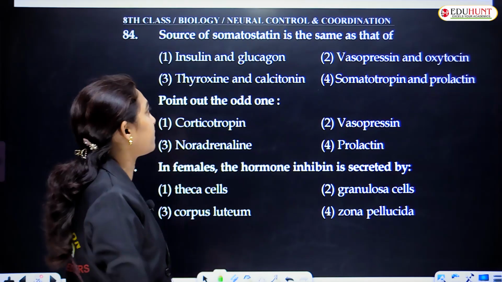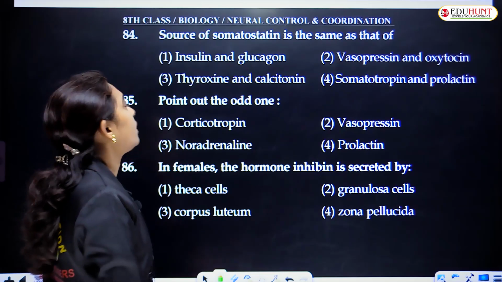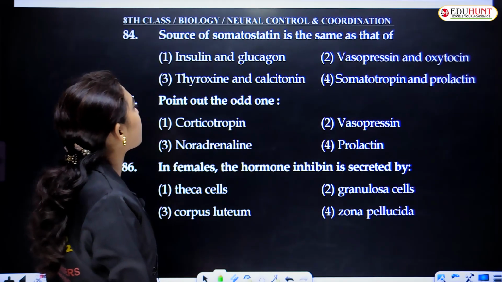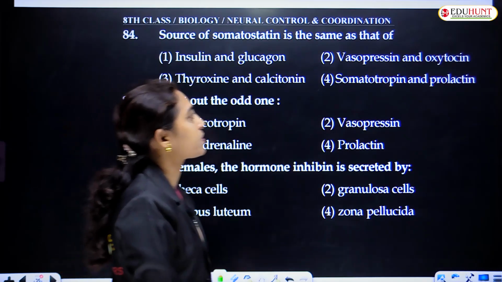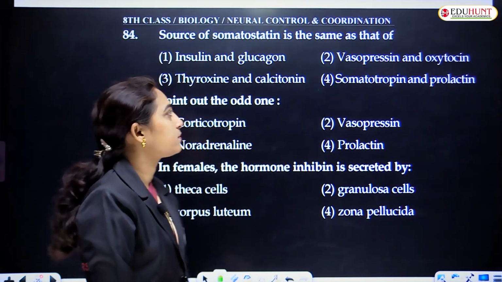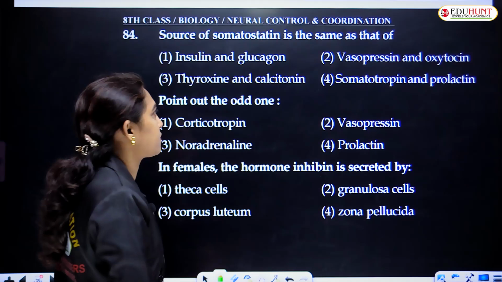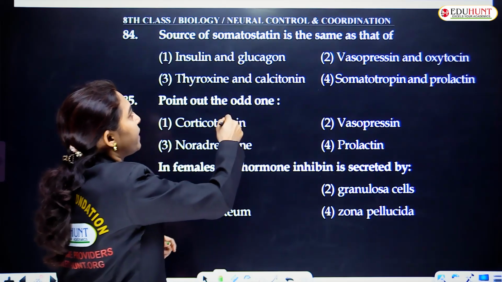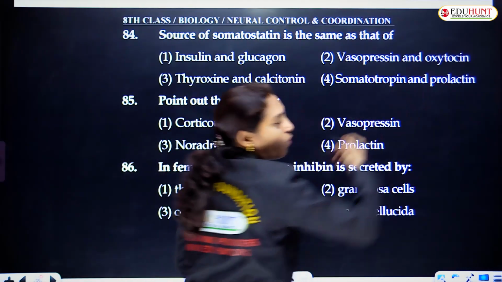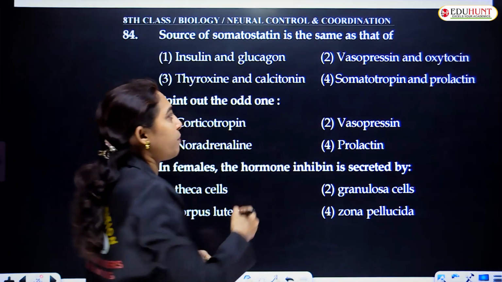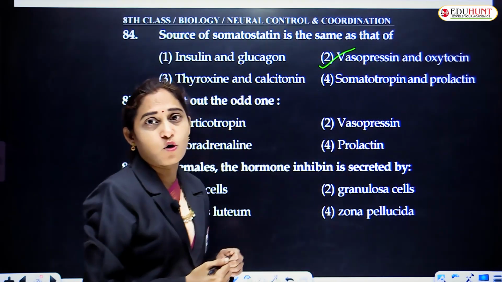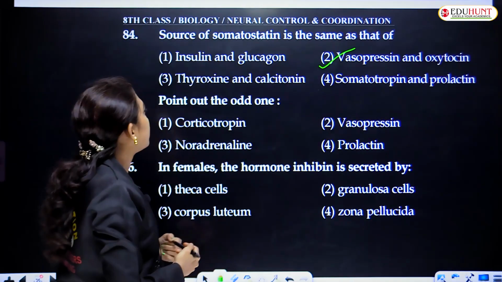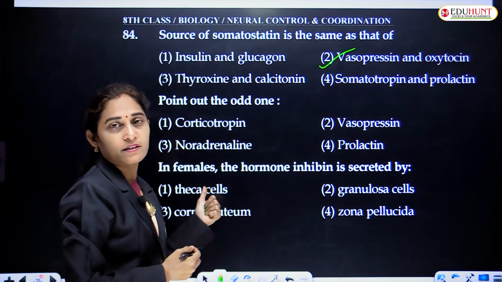Source of somatostatin. Source of somatostatin is the same as that of insulin and glucagon, thyroxine, calcitonin, vasopressin, oxytocin, somatotropin and prolactin. There is an explanation for this question. Insulin and glucagon are secreted by the pancreas. Vasopressin and oxytocin, both the hormones are secreted by the posterior lobe of the pituitary gland, which are similar to somatostatin. Thyroxine and calcitonin are secreted by the thyroid gland.